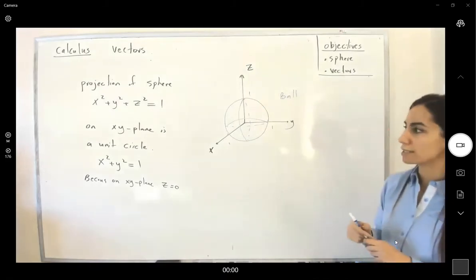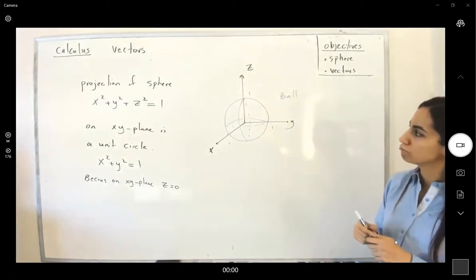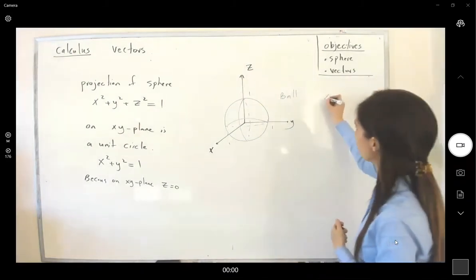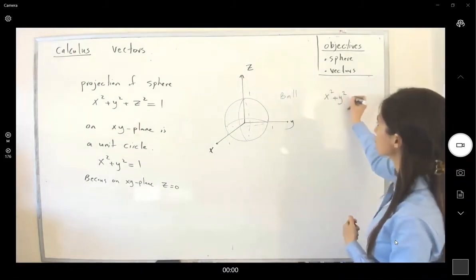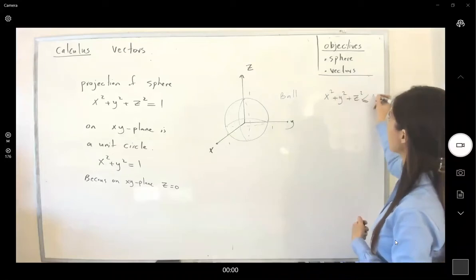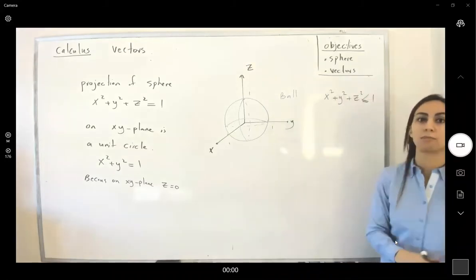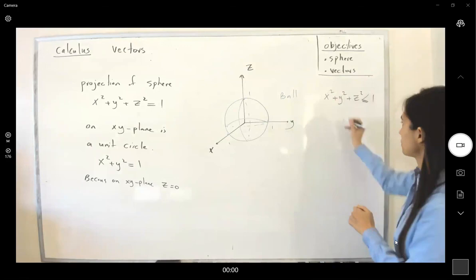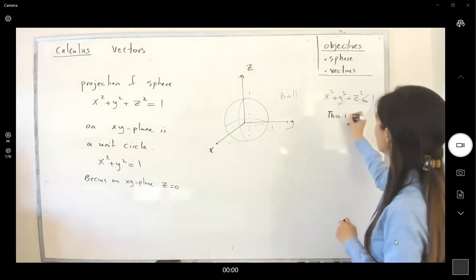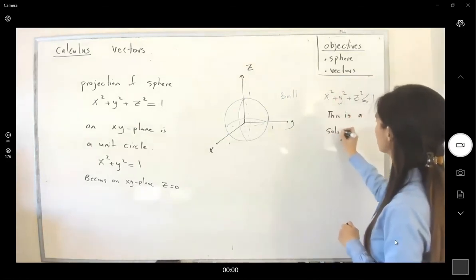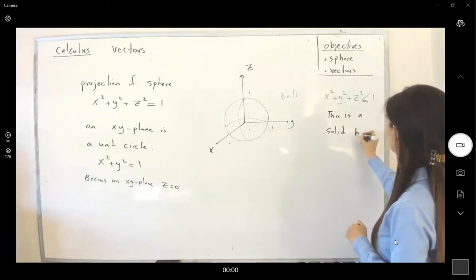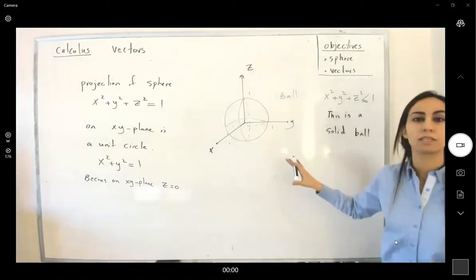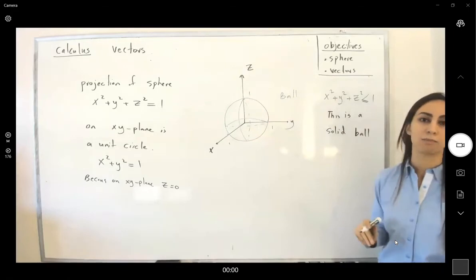If the question says, well, what if I write it this way? The question says, hey, what if I write it as x squared plus y squared plus z squared less than or equal to 1? Is it still a ball or is it a solid ball? This is a solid ball. It means that we have to include all of these points inside the ball as well.